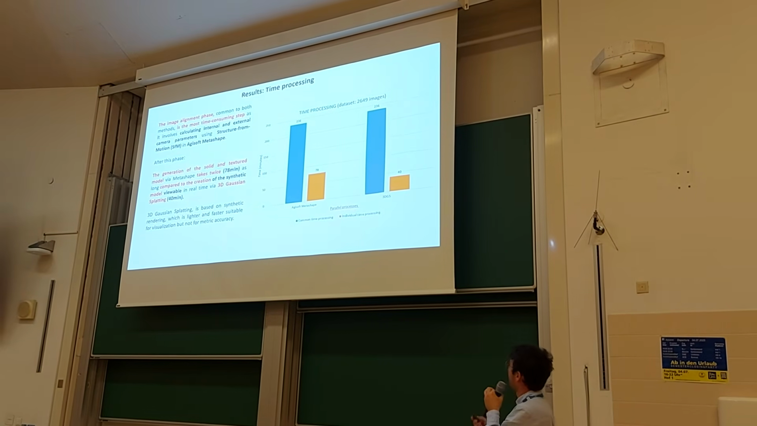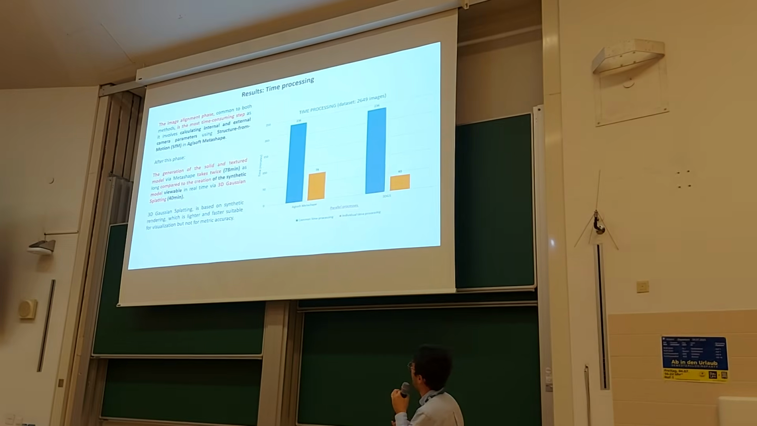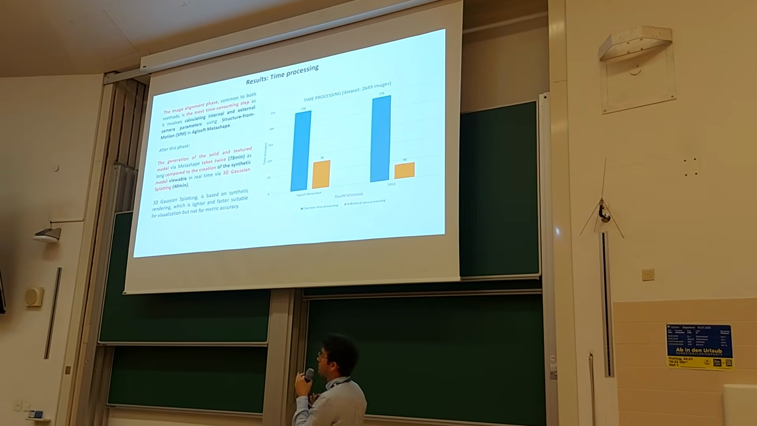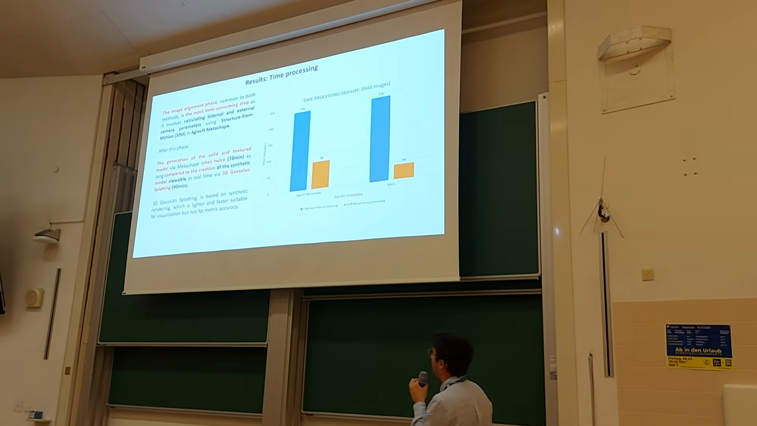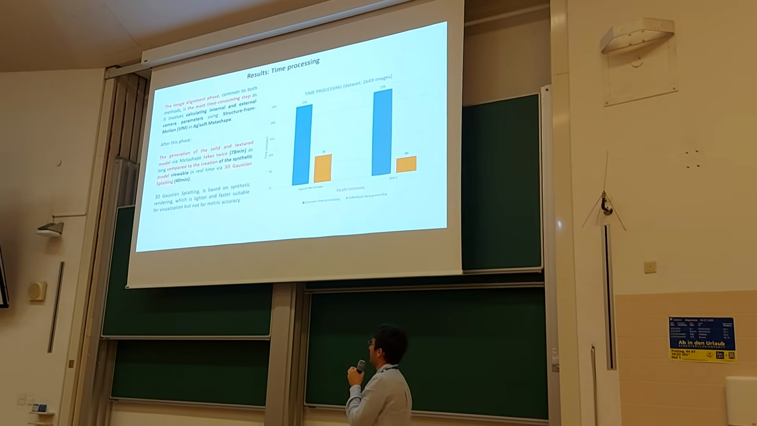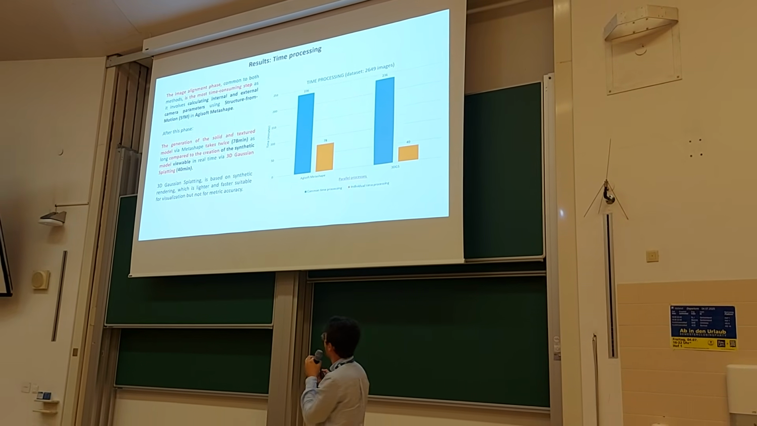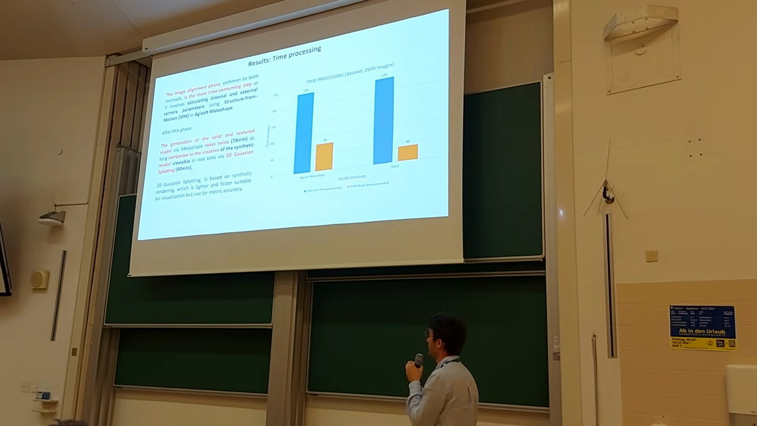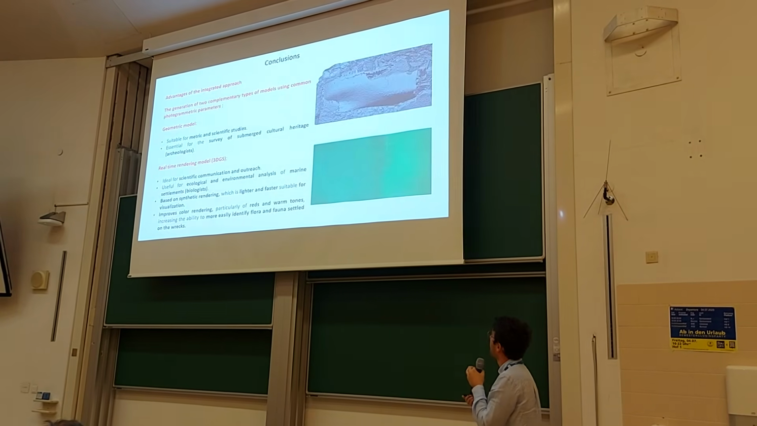In terms of processing time, as you can see even here, the image alignment is the most time-consuming step, while the generation of the solid and textured model takes twice as long compared to the creation of the synthetic model of the Gaussian splatting.